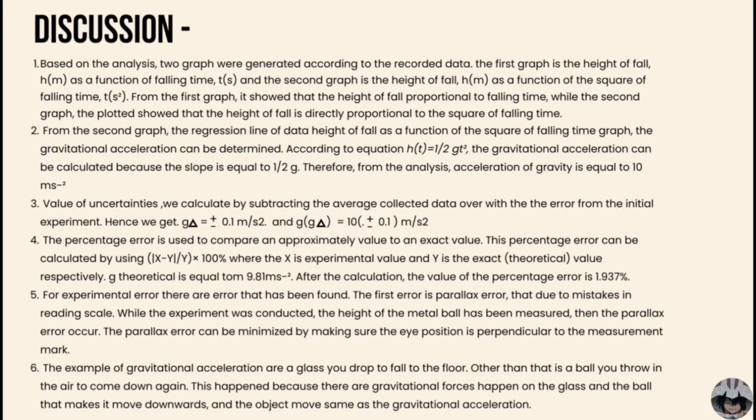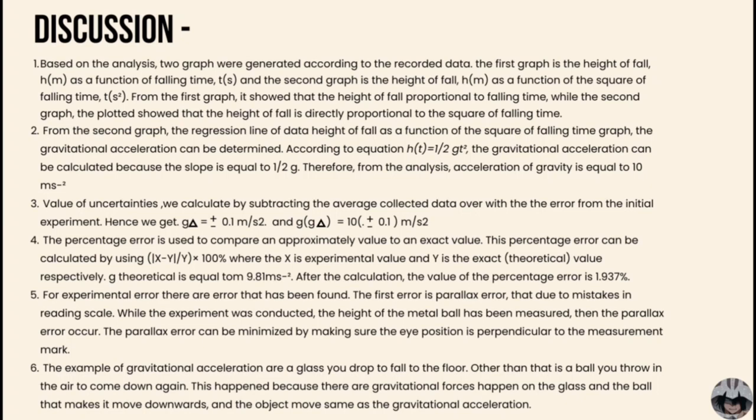The percentage error is used to compare an approximate value to an exact value. This percentage error can be calculated by using the modulus of x minus y over y multiplied by 100%, where x is the experimental value and y is the exact theoretical value respectively. G theoretical is equal to 9.81 meters per second squared. After the calculation, the value of the percentage error is 1.937%.